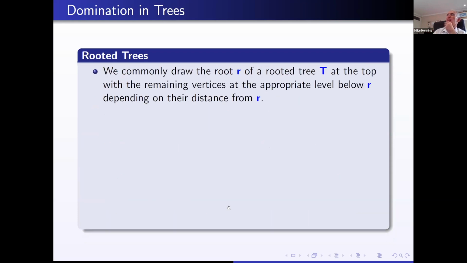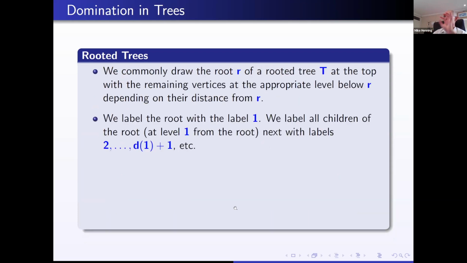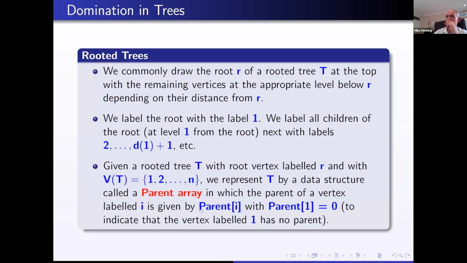So, as I said, we're going to draw the tree from the root downwards, and I'm going to label the vertices, the root's number 1. Then all children of the root have the next labels, 2 up to the degree of 1 plus 1. And then you label vertices from the vertex 2, you label its children. And then the vertex 3, you label its children. And eventually everything will be labeled. So the vertices with the largest label are furthest from the root. Okay, let me just give you a picture.